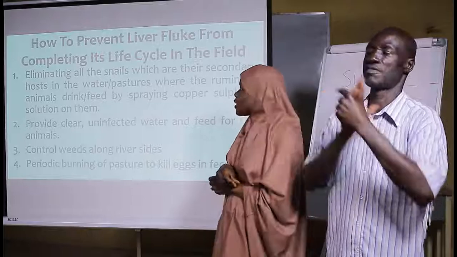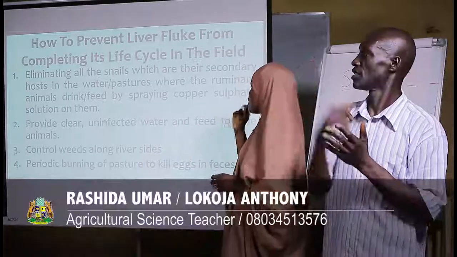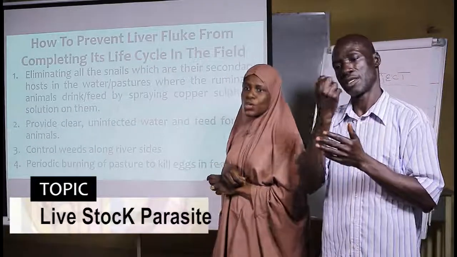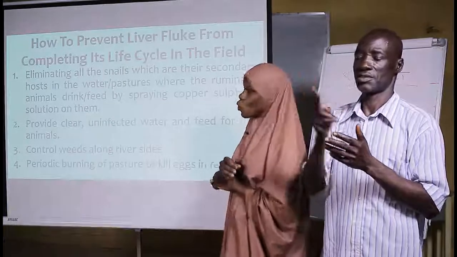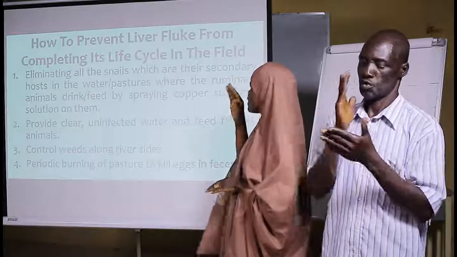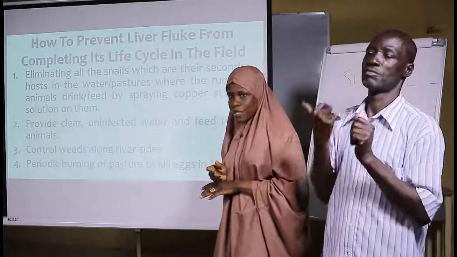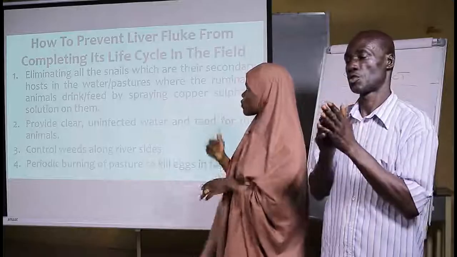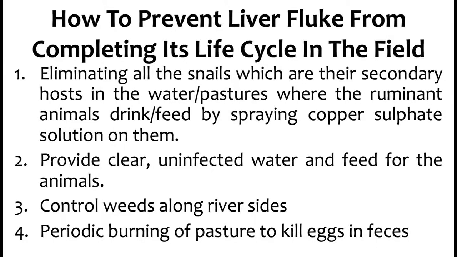Now, my learners, let's look at how we are going to prevent this liver fluke from completing its life cycle. We said the snail is its secondary host. So if you want to curtail its life cycle, you have to prevent the liver fluke from completing it. Once you cut off the life cycle, it's not going to continue. The first method is eliminating all snails, which are the secondary hosts, in water or pasture where the ruminants or animals drink or feed, by spraying copper sulfate solution on them.